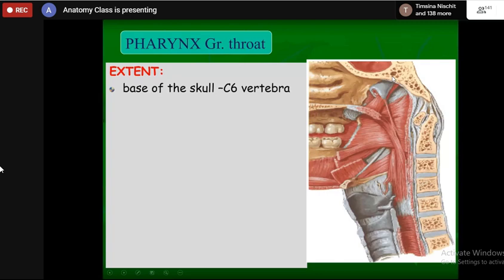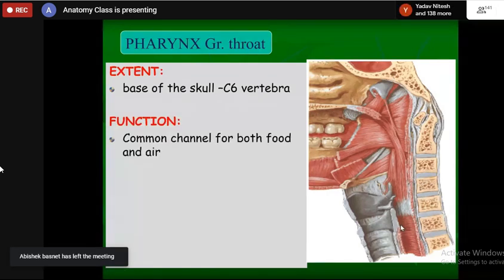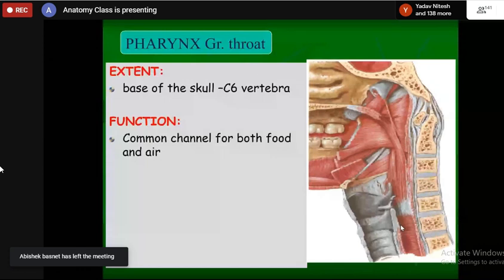Now, next one is the function. As you know, the pharynx is a common channel for both food and air. So it is a common channel for both food and air. You will be reading about the pharynx in the respiratory system also. I think we have learned about the pharynx in the respiratory system also. Now, next is the measurement. It is about 12 to 14 centimeters.